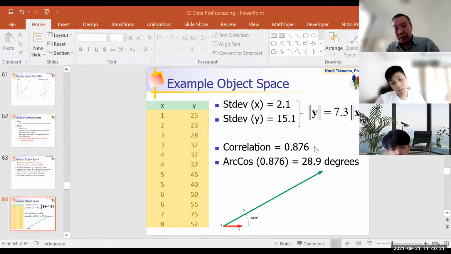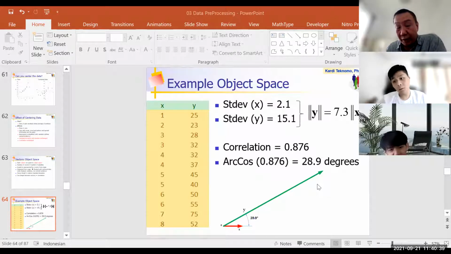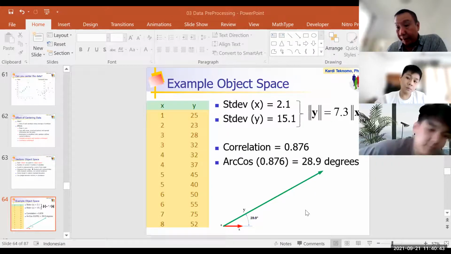So how do you calculate the vector in the object space? You calculate the standard deviation of it, and the angle is the arc cosine of the correlation. So this is what we discussed last meeting. Is there any question about this?